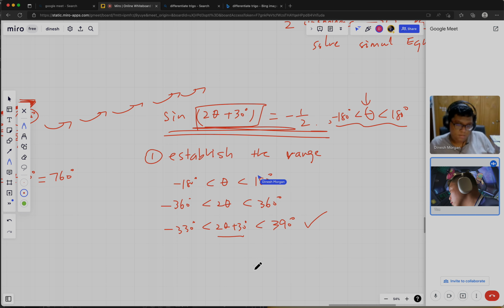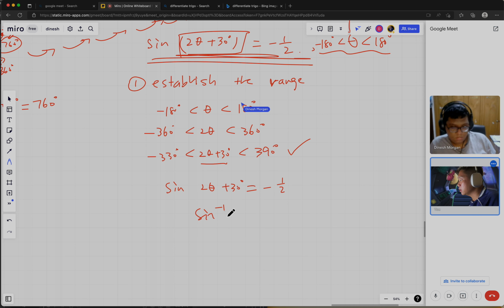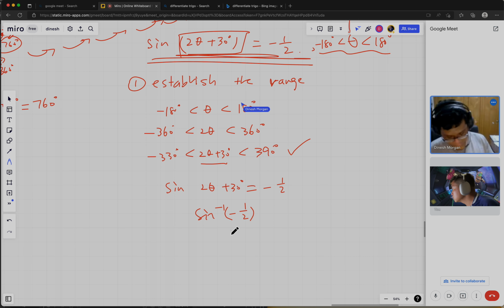Okay, good. With the range established, I think it's pretty easy already. Just solve it normally. So sine 2 theta plus 30 equals this. The first step you do is sine inverse. Can you help me out? Sine inverse negative half, if I'm not wrong, it's negative 30.